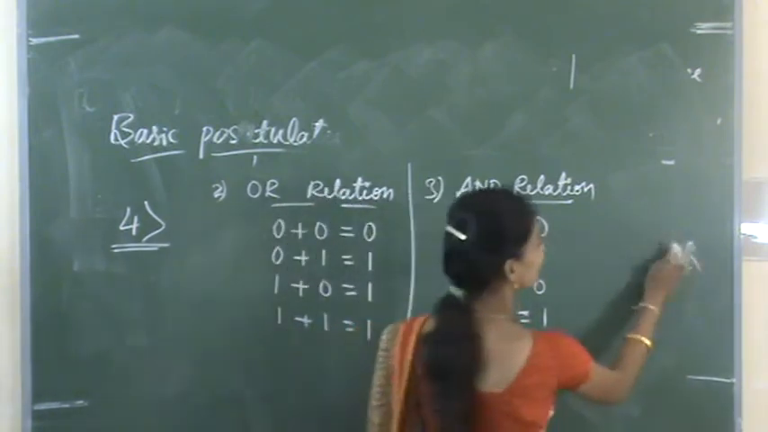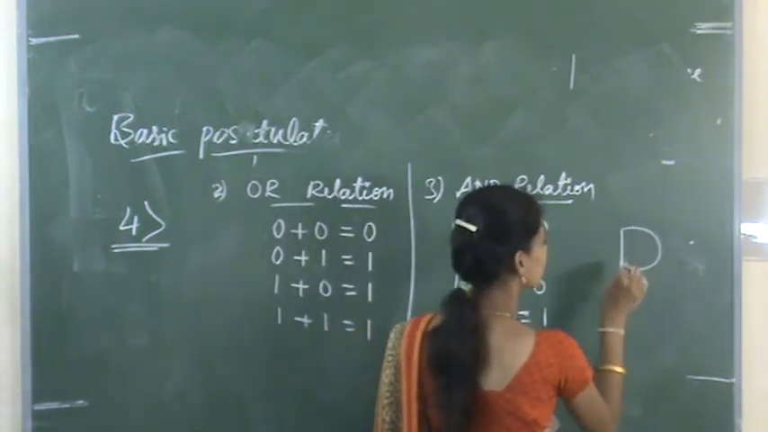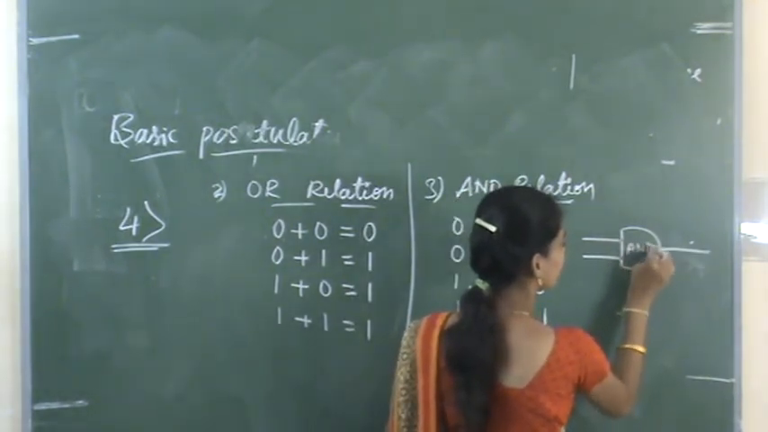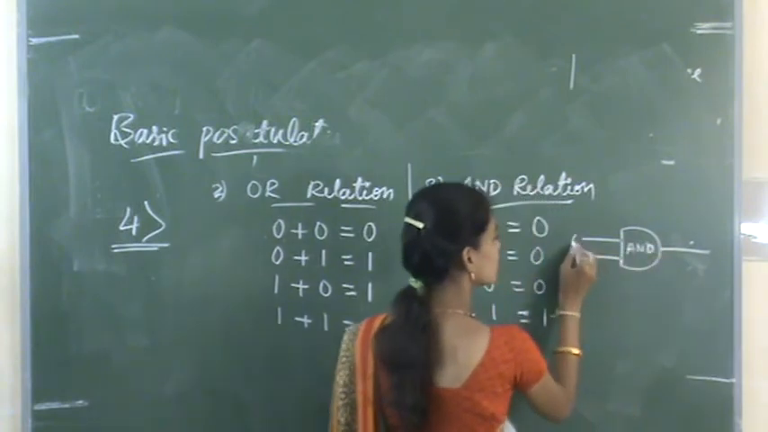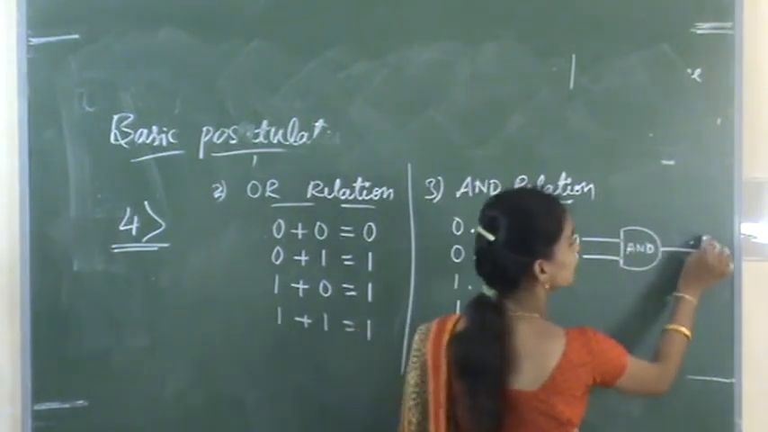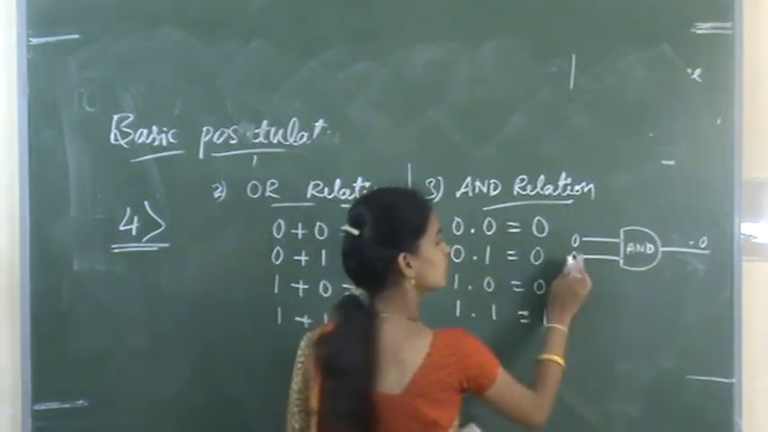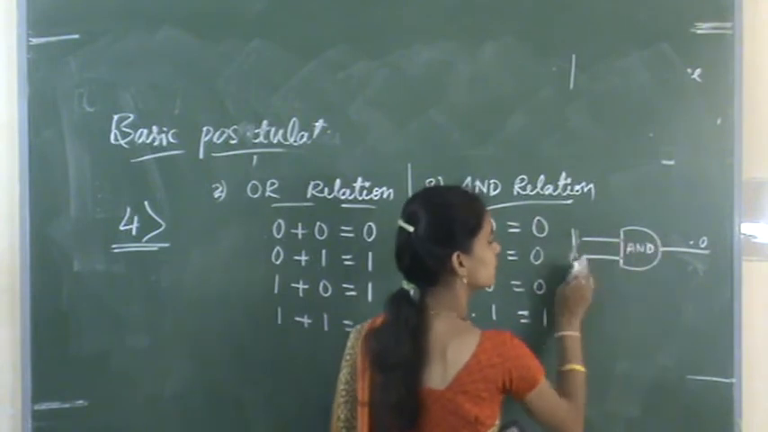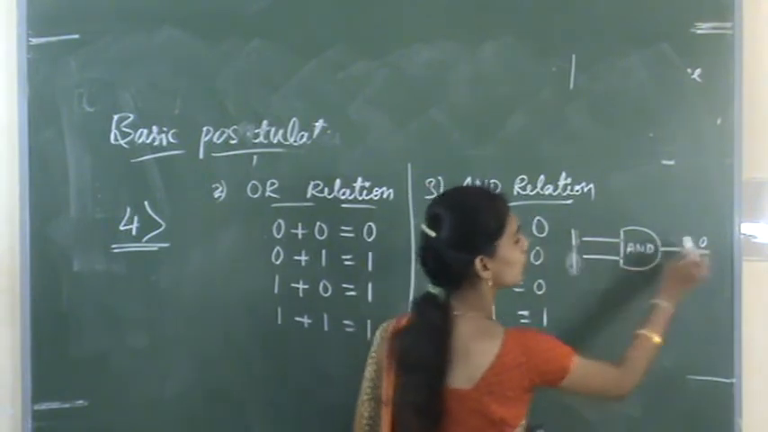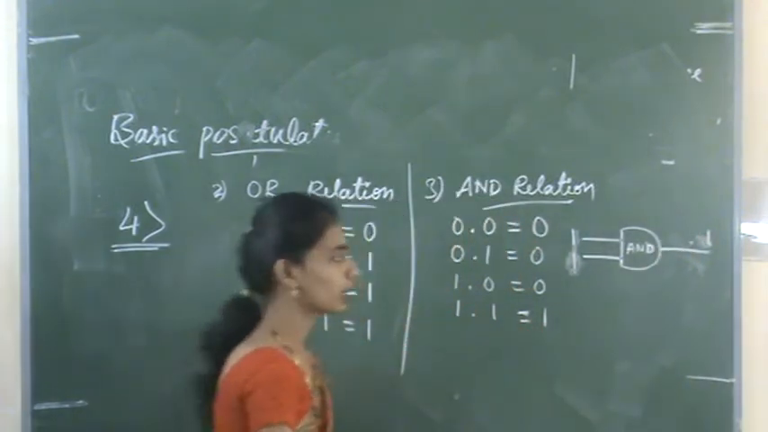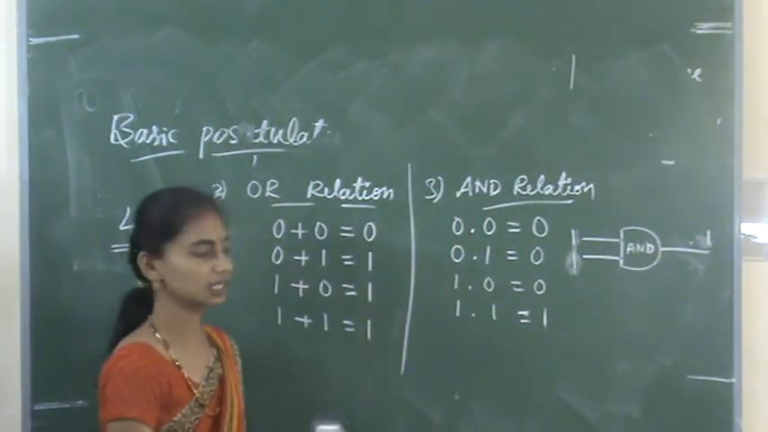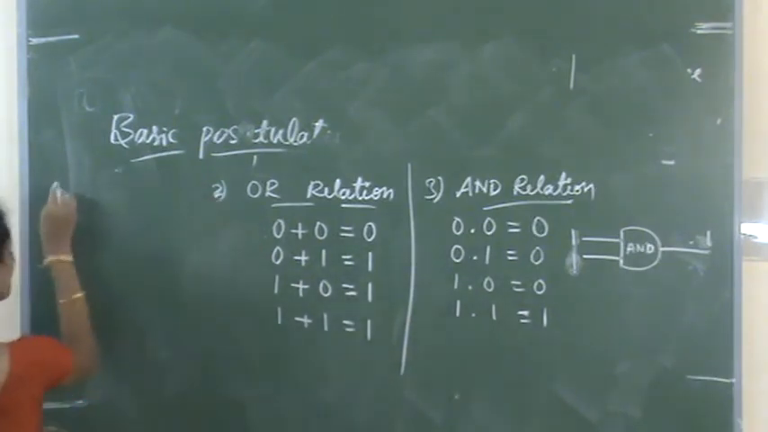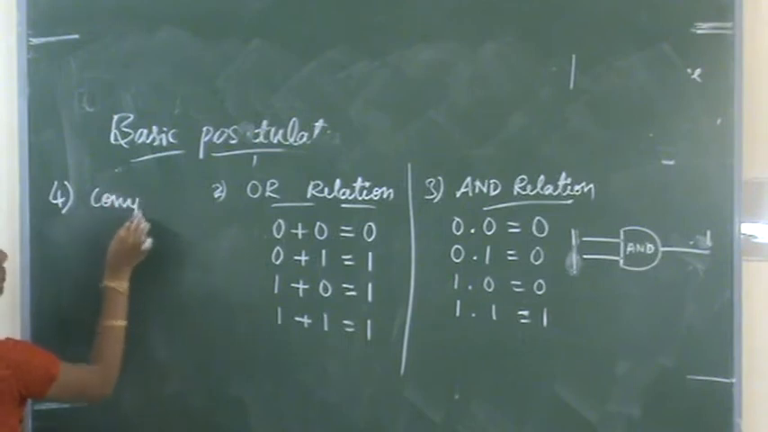If we take it as an AND gate and provide 0, 0 as input, the output will be 0. For 0, 1 and 1, 0, the output will be 0. Only if we provide both 1, the output will be 1. This is how we represent the AND relation. Next, the last, fourth postulate is complementation.